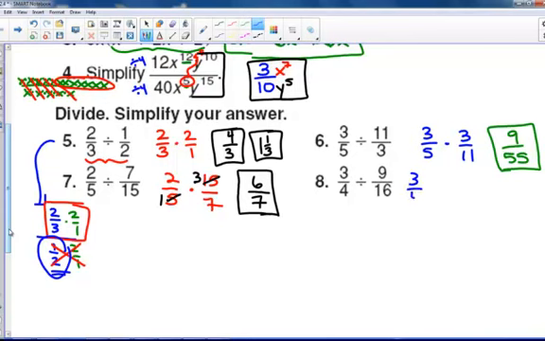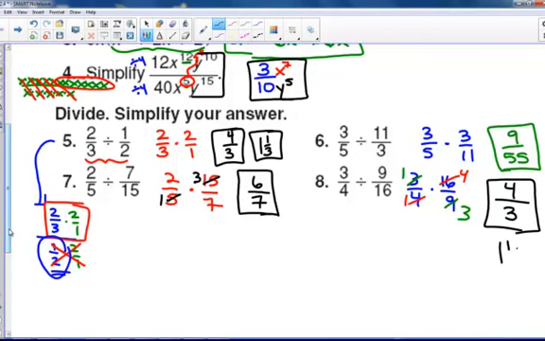And last on this page, multiply by 16/9. Anything on top reduces with anything on the bottom. So I'm going to reduce the 3 and the 9 to a 1 and a 3. And then I'm going to reduce the 16 and a 4 to a 4 and a 1. So we are left with 1 times 4 on top, 1 times 3 on the bottom, 4/3. 1 1/3 is another great answer.